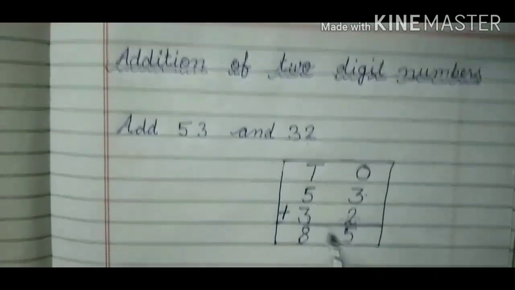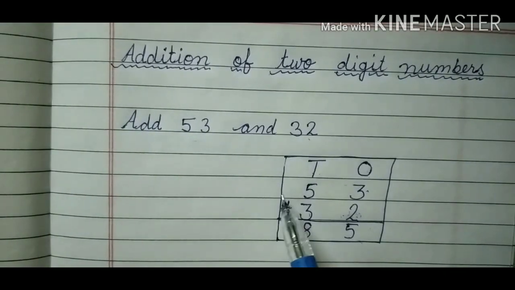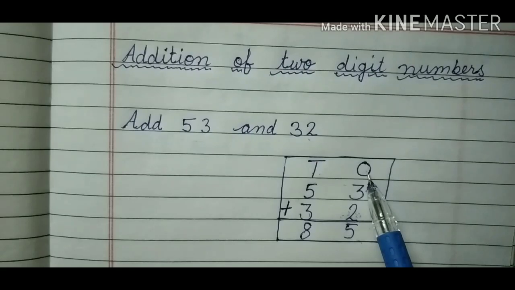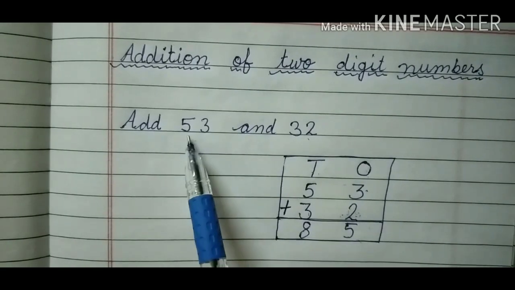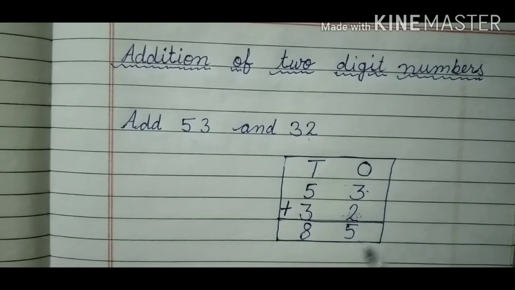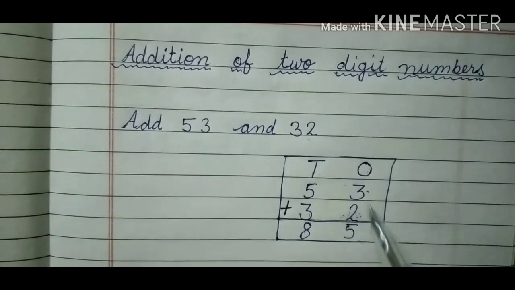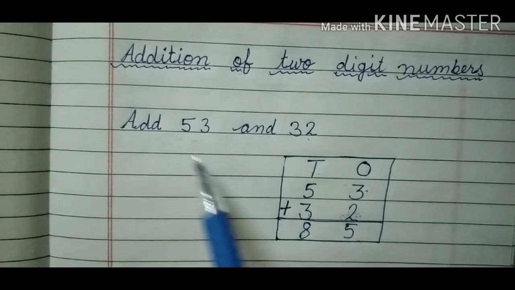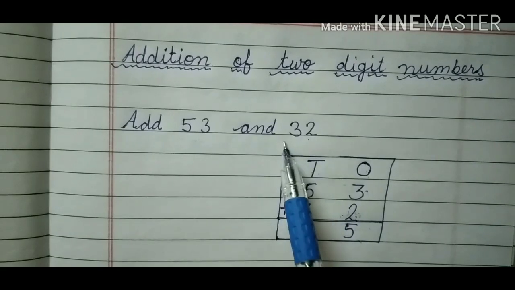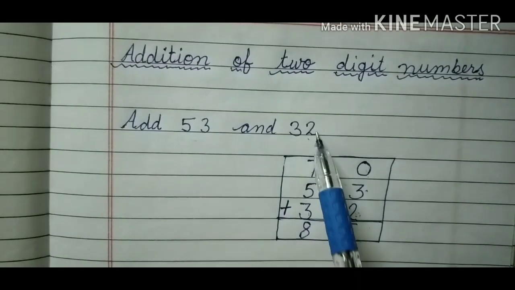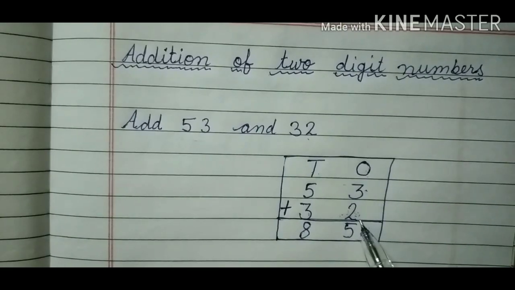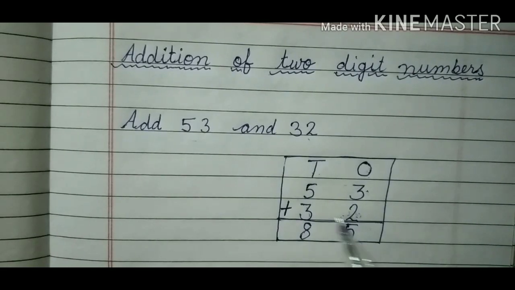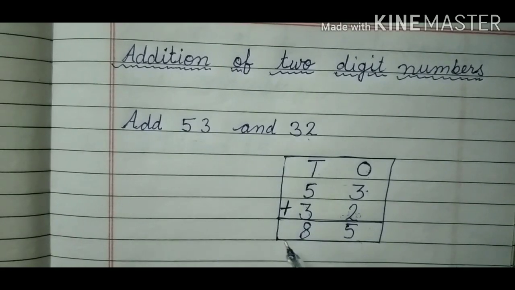Before starting the addition, we will arrange these numbers in a place value chart. First of all, we will write the place values, ones and tens. Then we write the numbers below the ones and tens places. Here we have 53. We write 3 below ones place and 5 below tens. Then we write 32 here: 2 below ones place and 3 below tens. After writing these numbers, we put the sign of addition.